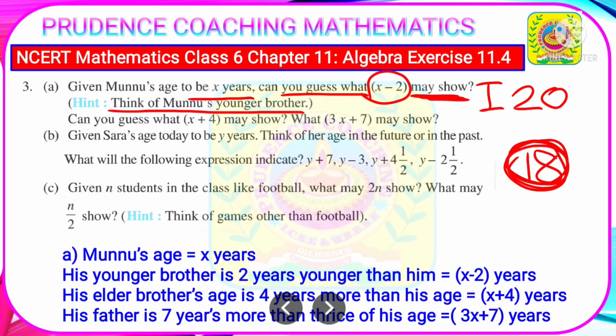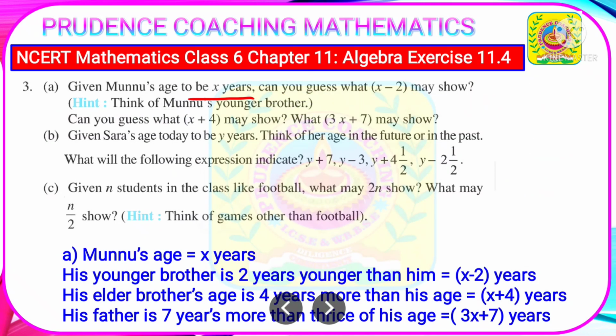So this is the hint given to you. Think of Manu's younger brother. If you think about Manu's younger brother, maybe he is 2 years less than Manu's age. Again, it is said in the question, can you guess what x plus 4 may show? So you need to guess what x plus 4 may show. Again it is asked what 3x plus 7 may show. So we will first write the thing which is given in the question. That is, according to the question, Manu's age is given to be x years.